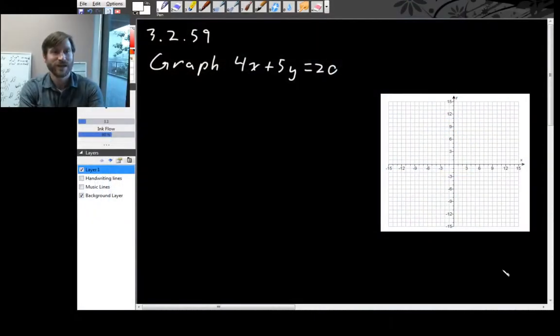Here's a solution to problem 3.2.59 from Rockswold's algebra. So the problem is to graph this linear equation, 4x plus 5y equals 20. Linear equations like this are easiest to graph when they're in slope-intercept form. So let's put this into slope-intercept form. And the way to do that is just to solve for y. So we need to start by isolating y here.